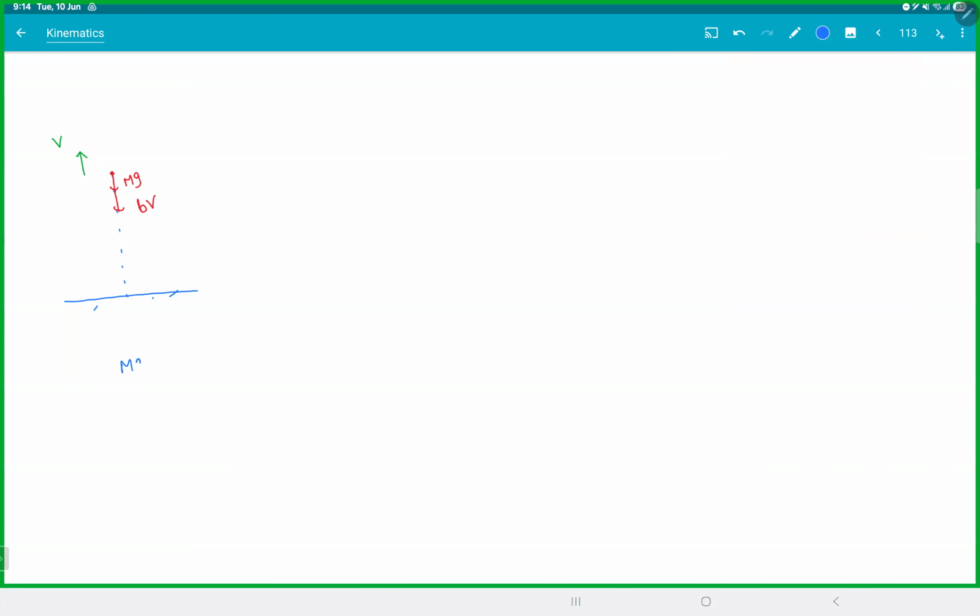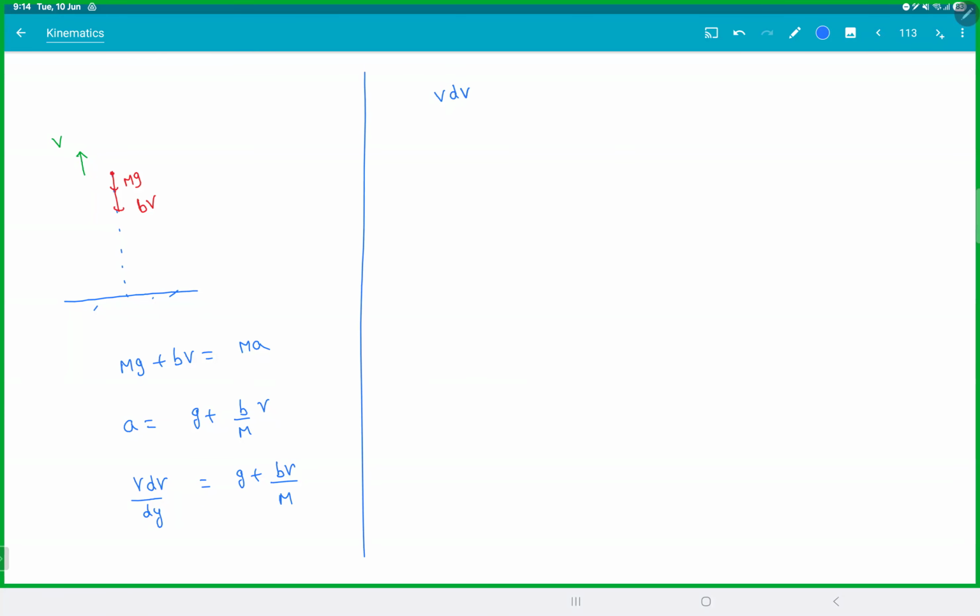So this will be mg plus bv is equal to mass into acceleration. So we get acceleration will be g plus b by m into v. And then we write this thing as v dv by dy, and then we integrate this. This is a mess. That integration is really painful.